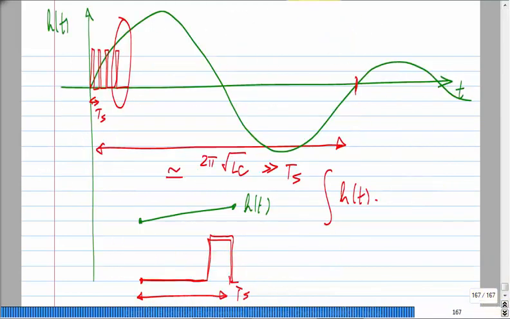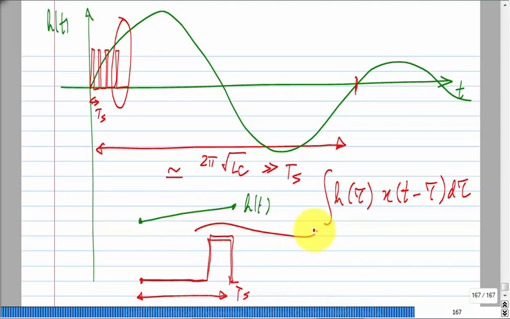Yeah, we can write it in either way. So, h of tau. This is just over this period. It is hardly changing, right? So, I can simply assume this to be a constant. This constant will be different for each period. So, it comes out of the integral, and I have only x of t minus tau d tau.